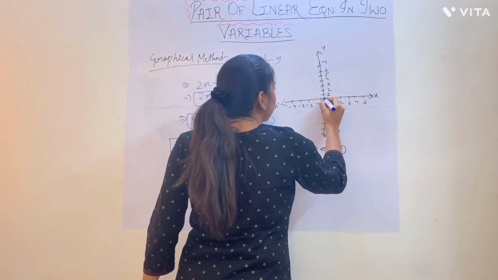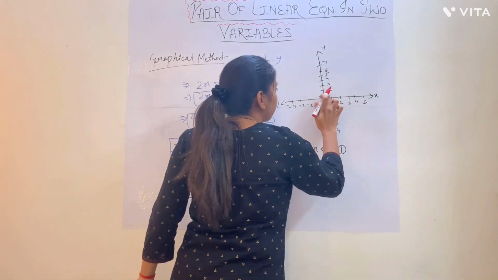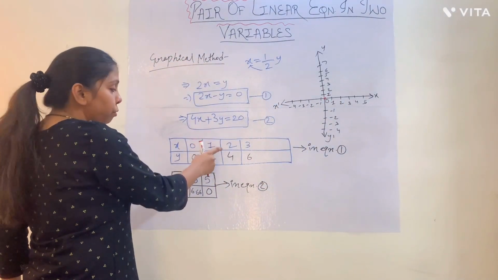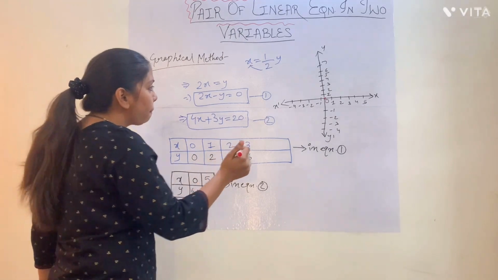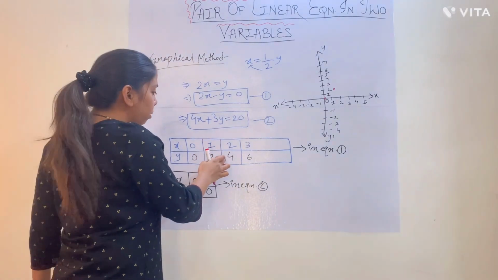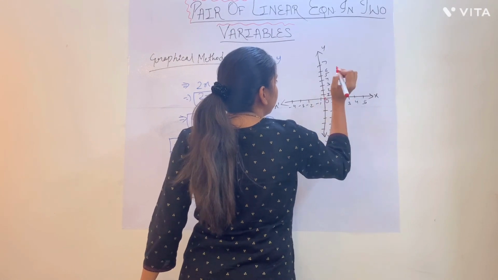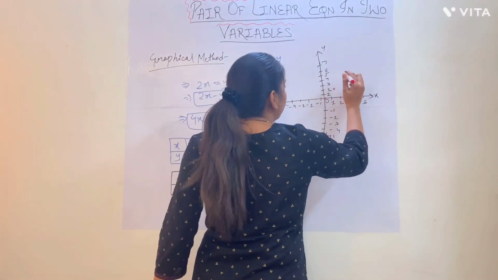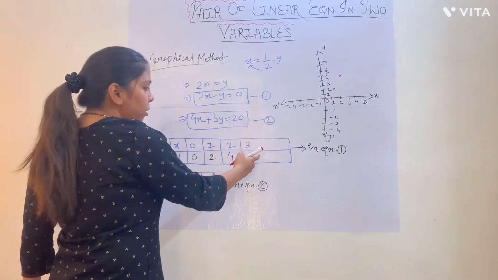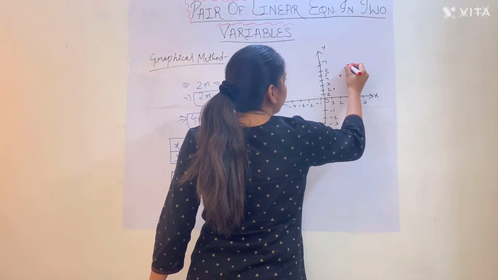So the point is here. Where x is equal to 1, the value of y is equal to 2. The point is here. Where x is equal to 2, the value of y is equal to 4. It is 2 and it is 4. And where x is equal to 3, the value of y is equal to 6. This is 3 and this is 6. So the point is here.